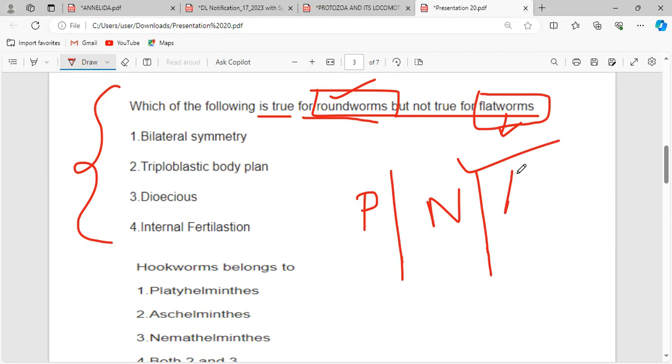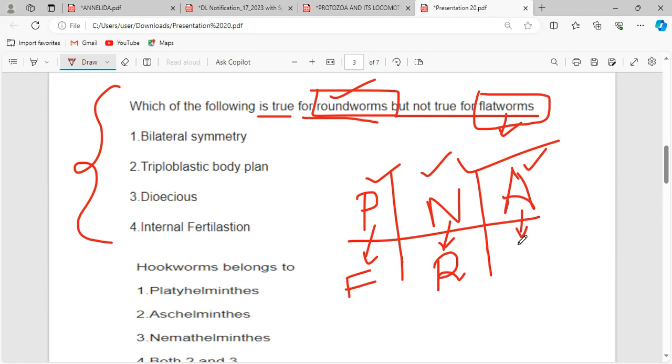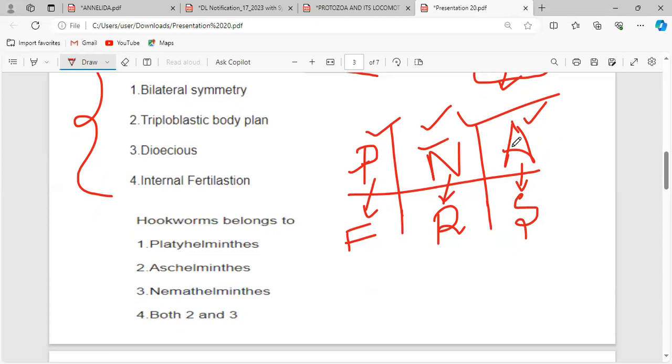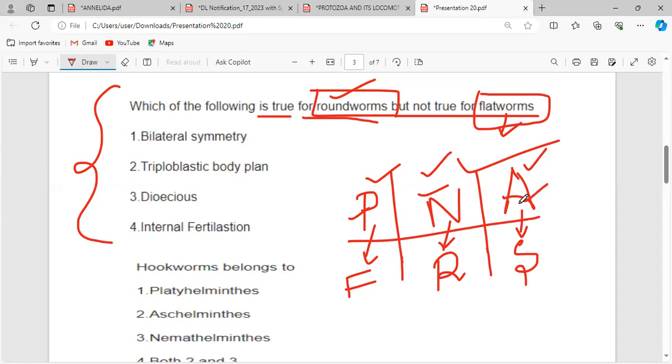Nemathelminthes. Clear? See, this is why we compare these three phyla, because all the organisms placed under these three particular phyla are considered worms. So comparing these three phyla is very, very important. Platyhelminthes are the flatworms, Nemathelminthes are the roundworms, and Annelids are the segmented worms. So these three phyla are very important. When I was explaining the topic, I said this. The question will arise from this.